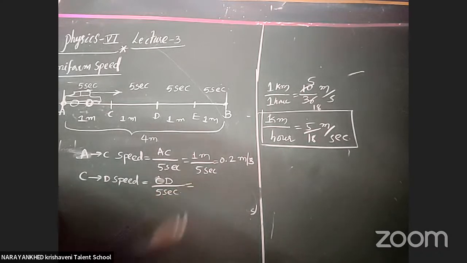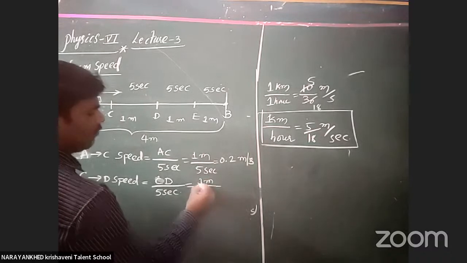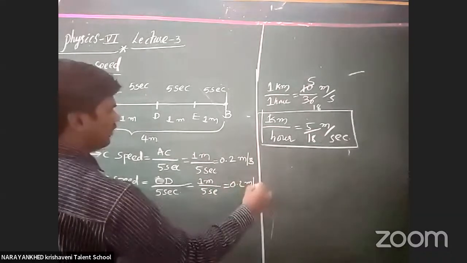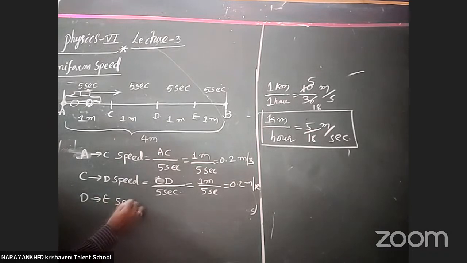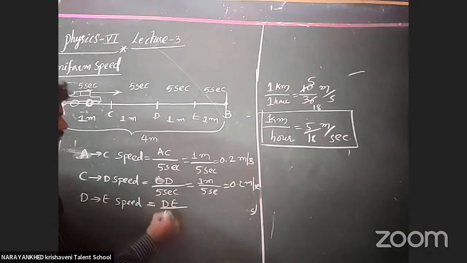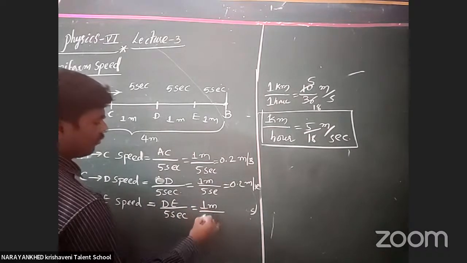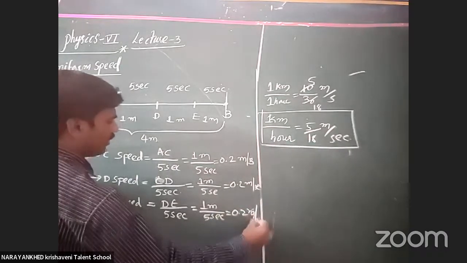Okay, clear or not? It is equal to how much? It will again be 1 meter by 5 seconds only. It is also 0.2 meter per second. Okay, D to E: the speed is taken as DE by 5 seconds again. How much is it? 1 meter by 5 seconds. It also becomes 0.2 meter per second only.